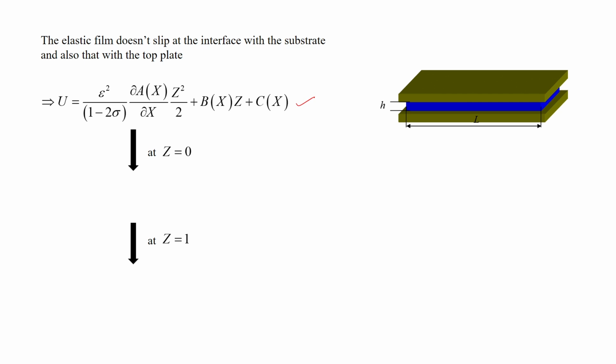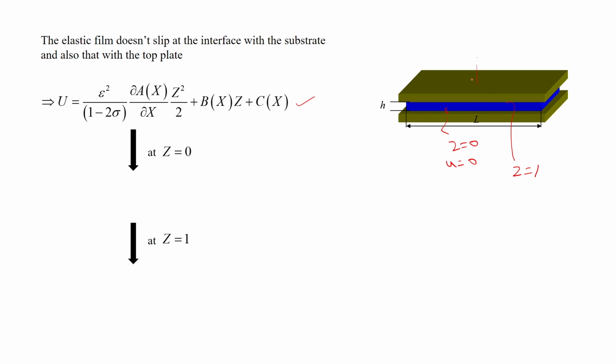Now, as we discussed in the last lecture, we have b of x and c of x, these are the integration constants, and these need to be found out by considering the boundary conditions. So, I have said that this film remains bonded to this substrate at z equal to 0. Therefore, at z equal to 0, u will be equal to 0, and at z equal to 1 there is a no slip boundary condition.